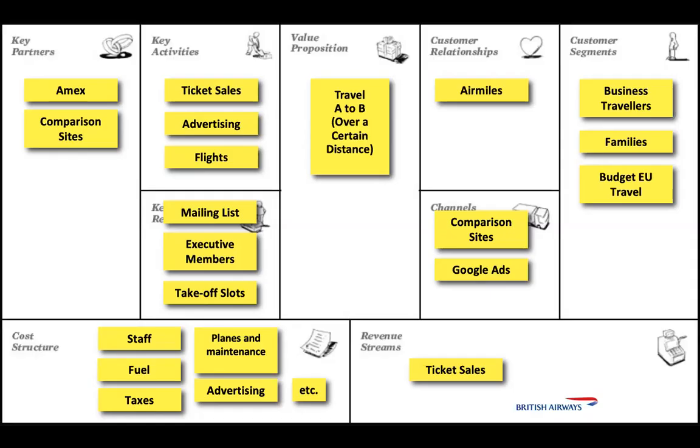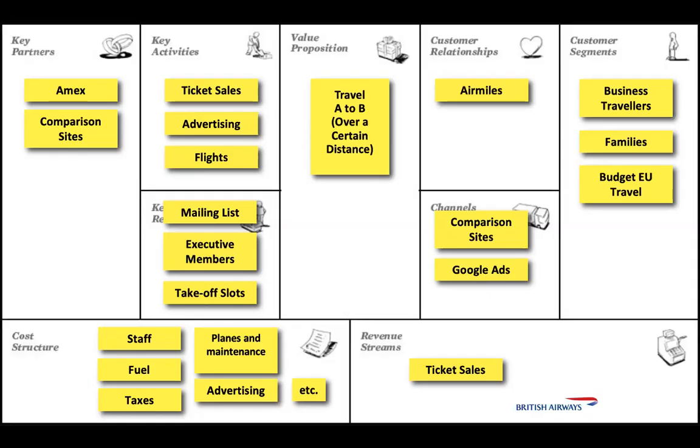On the other side, we have the key activities, resources, and cost structure that allow us to deliver this travel from A to B value proposition. The main things that an airline company needs to do is operate flights, sell tickets, and perhaps do some advertising. You can argue how important that is to their business.